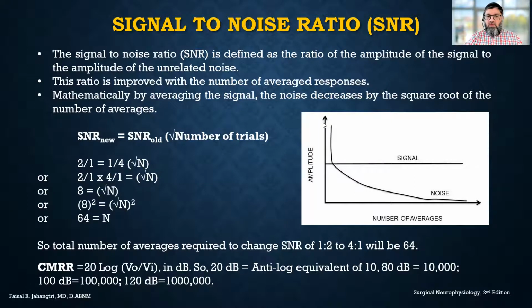If we look at this diagram, the amplitude is on the left side and the number of averages at the bottom. The signal is right here, which does not change in amplitude, but the noise is the one which is changing. So it's coming to zero. Initially, the noise is maximum here, but with the number of averages, the noise becomes very, very low.